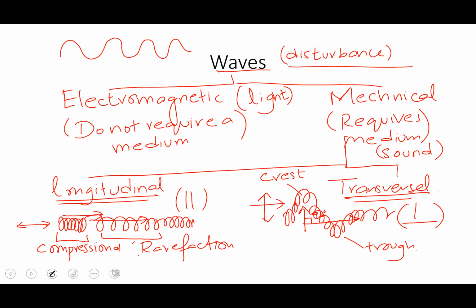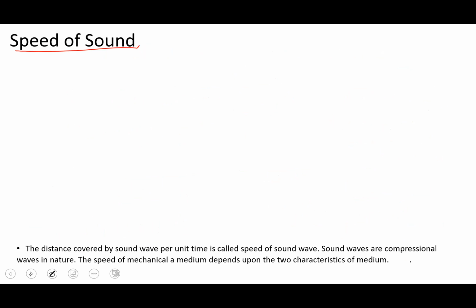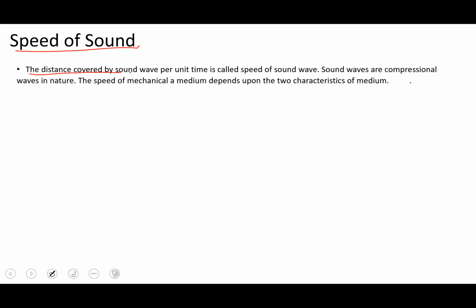Now, as we are discussing sound, we know that it is a wave. If we summarize, it is a mechanical wave, and it is a longitudinal wave, because it requires a medium to travel and the particles move parallel to the wave motion. Now let's calculate the speed of sound. First of all, the definition: the distance traveled by a sound wave per unit time is called the speed of sound wave. Sound waves are compressional waves in nature.